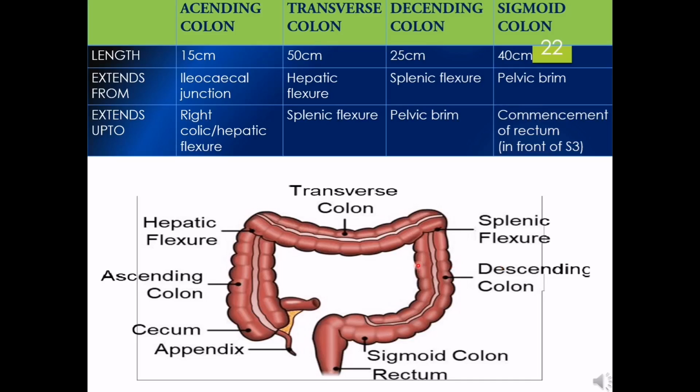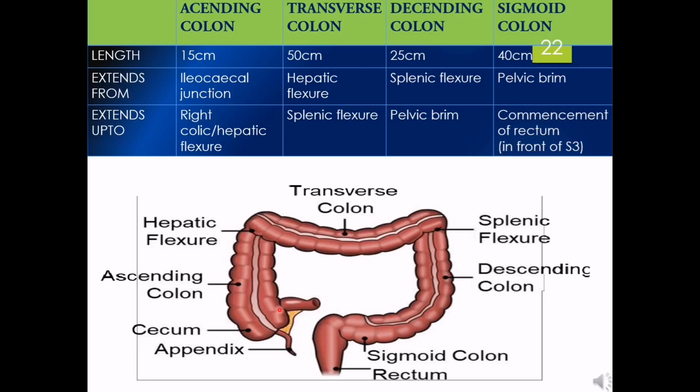Okay, now we move on to the colon. This is ascending colon, transverse colon, descending colon and the sigmoid colon. The total length of ascending colon is 15 centimeter. For the transverse colon is 50 centimeter, descending colon 25 centimeter and the sigmoid colon 40 centimeter.